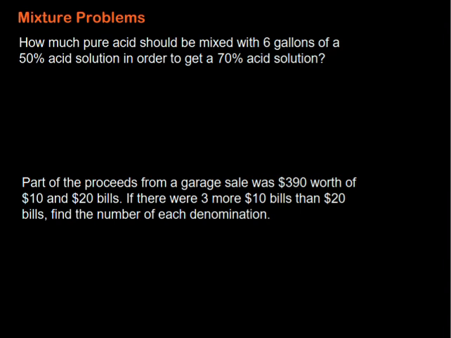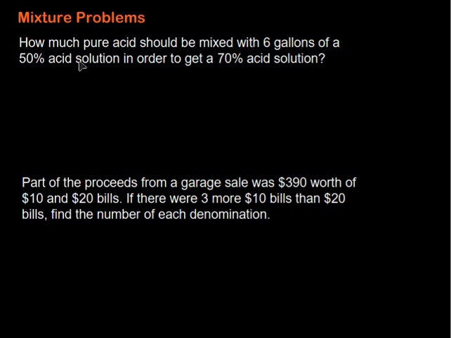In this video, we're going to take a look at what are called mixture problems. These are problems where we maybe have two different things that we're trying to mix together in a particular ratio to get a certain outcome, or maybe we have a different combination like with money or coins, and we know the total value of those things and we're trying to figure out how many of each thing make up that total. So let's dig right in.